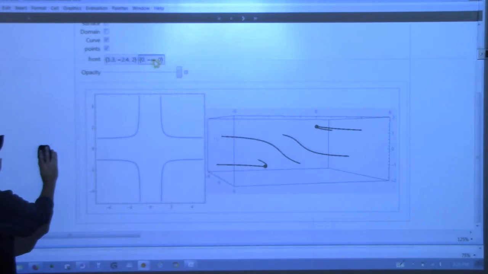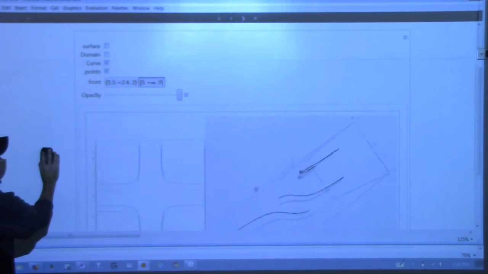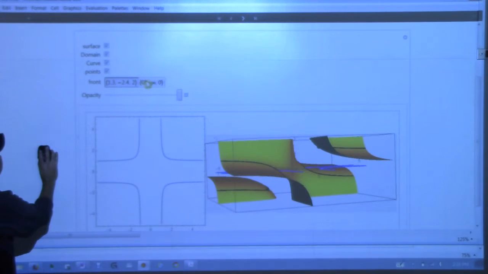What is this? I don't know what this is. I think it's my viewpoint. And it's not working apparently. All right.